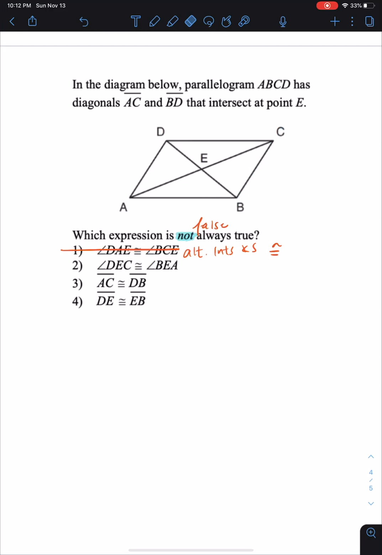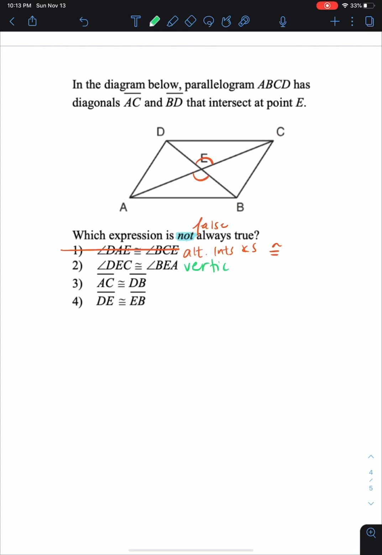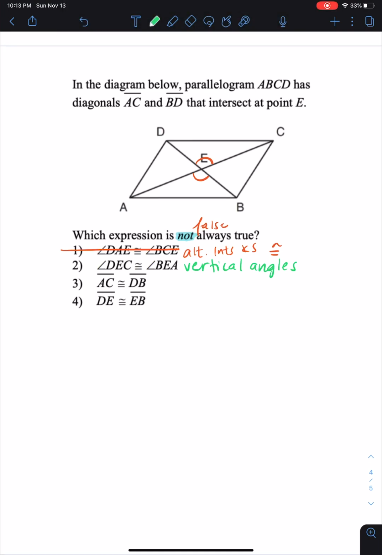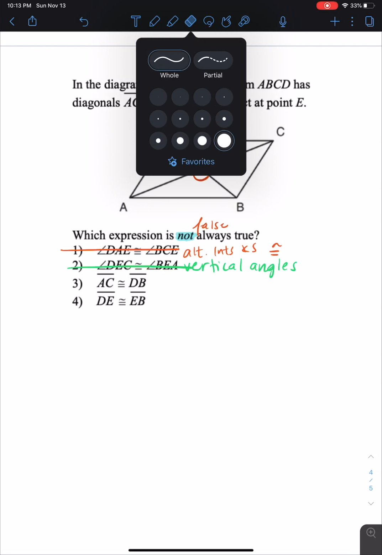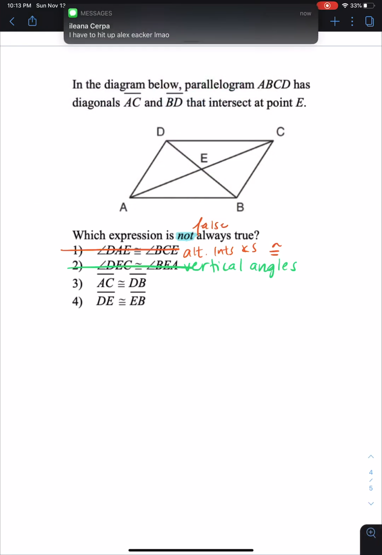Okay, I'm going to erase the markings in my diagram and go to the next option. Angle DEC is congruent to angle BEA. This is also always going to hold true because these are vertical angles. It actually has nothing to do with the fact that this is a parallelogram, but only the fact that these are vertical angles. So this answer is not the correct one because it is always true. So I'm going to cancel these out and erase my diagram markings to move on to the next option.